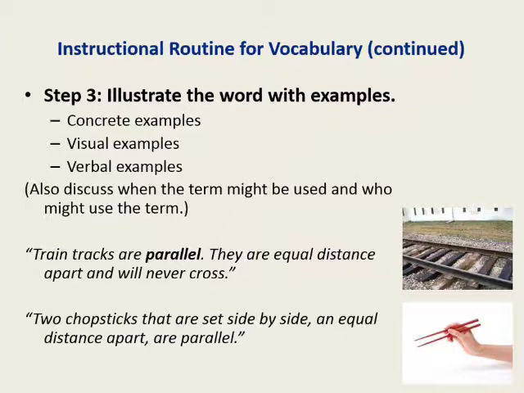pictures, as the example on the screen. Train tracks are parallel. They are equal distance apart and will never cross. Two chopsticks that are set side by side and equal distance apart are parallel. So remember, use varied contexts.